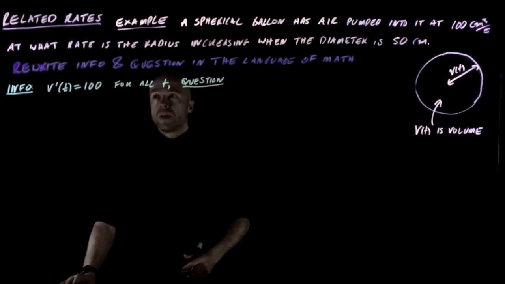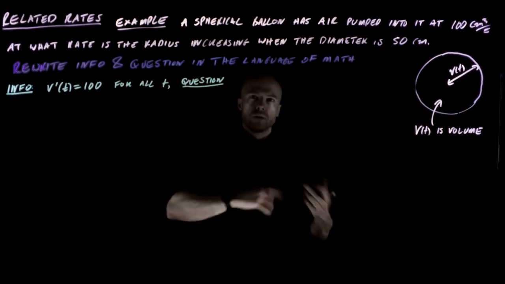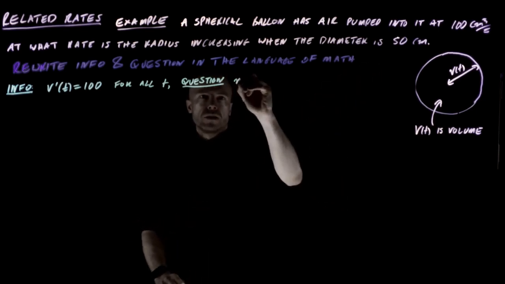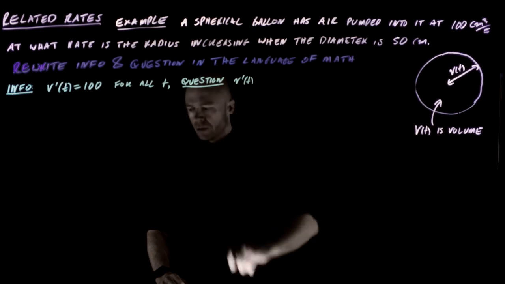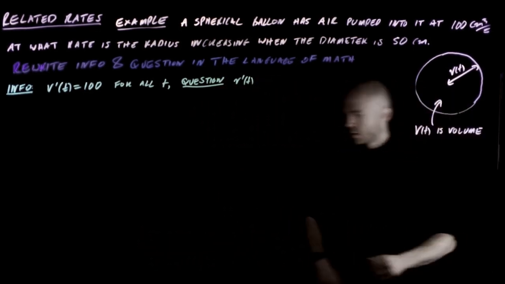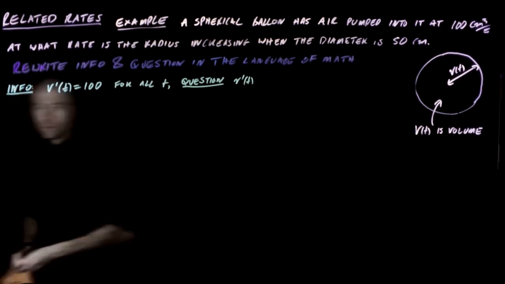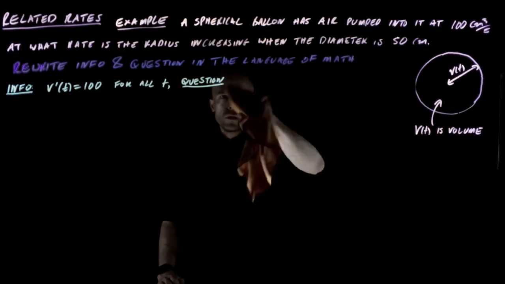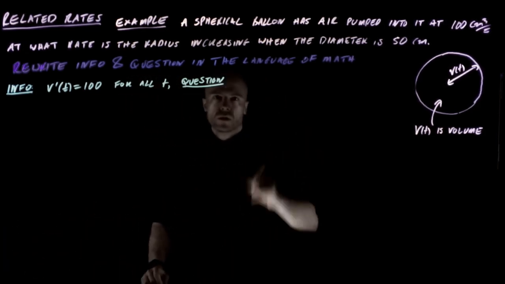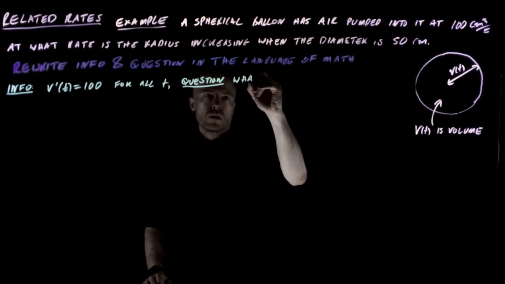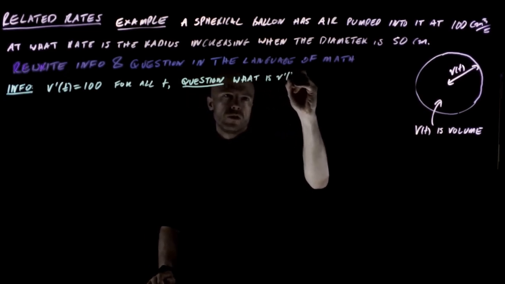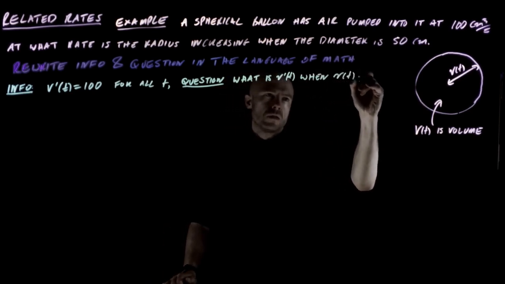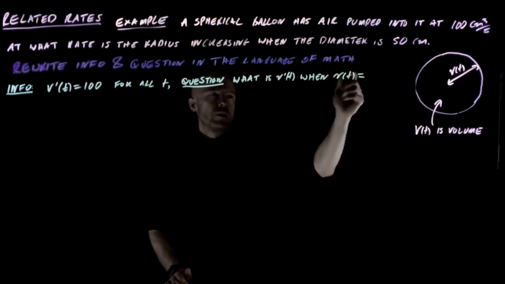Okay. Now the question is about the radius, right? At what rate is the radius increasing? What rate of change does it have? When the diameter is 50 centimeters. So that thing is asking us what is r prime of t. Let me phrase that as a sentence. What is r prime of t when r of t, so the diameter is 50, that will be when the radius is 25.